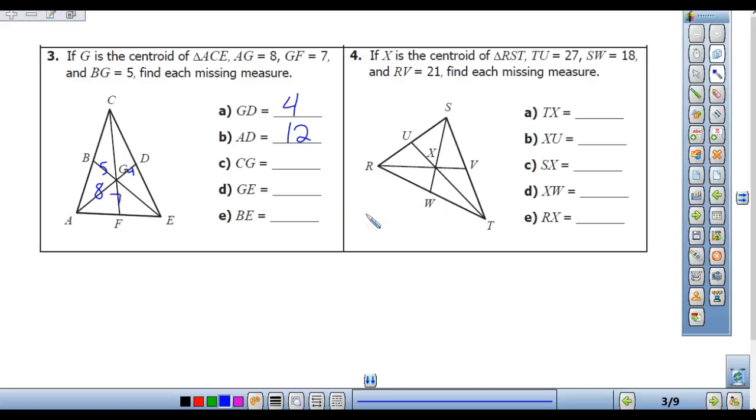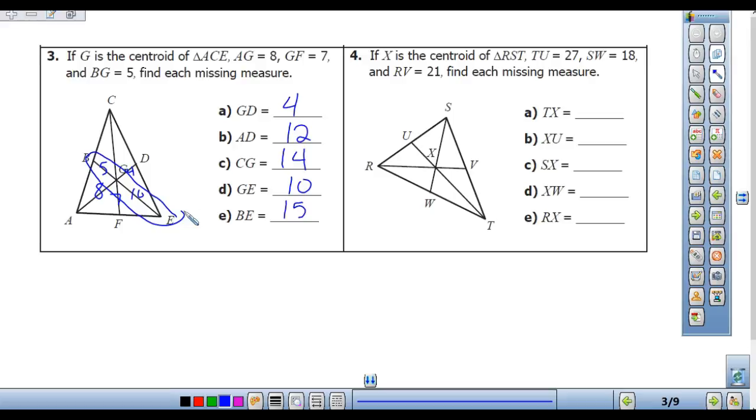So CG is going to be 14. GF, oh no, that's why I was confused. GE is 10, BE is 15. If we're looking at this whole line right here, the whole thing was 15. What's 2/3 of 15? 10. What's 1/3 of 15? 5.